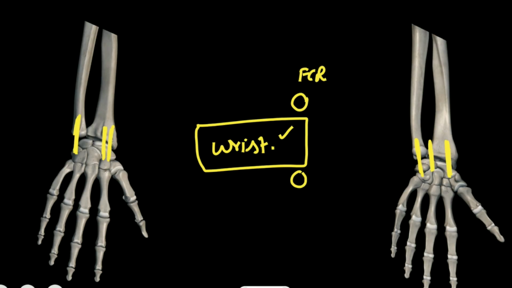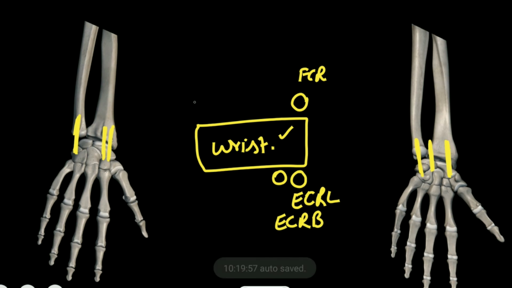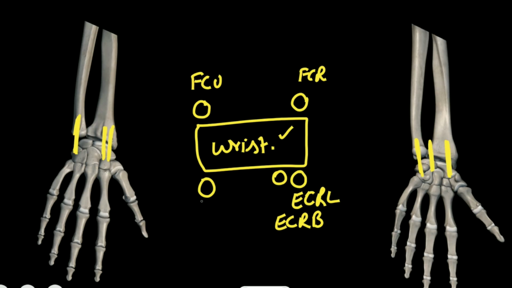We have got extensor carpi radialis longus and extensor carpi radialis brevis muscle. Here we have got flexor carpi ulnaris muscle, and here we have got the extensor carpi ulnaris muscle. And in the center here we have got the palmaris longus muscle. I will show you how these muscles work in action to produce 4 movements.